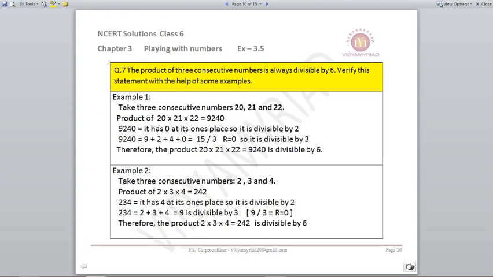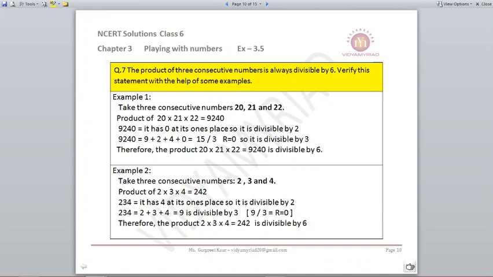Question number 7. The product of three consecutive numbers is always divisible by 6. Verify with the help of an example. Now here I have taken an example of 20, 21, 22. 3 consecutive means you can choose any 3 numbers one after the other. Here I have taken 20, 21, 22. Their product is always divisible. So multiply 20 by 21 by 22, you get 9240. And they are saying that this number is divisible by 6. The rule of 6 is it should be divisible by 2 and it should be divisible by 3.